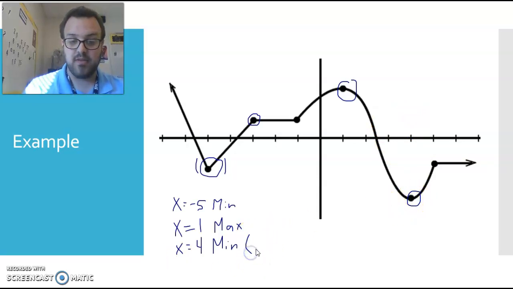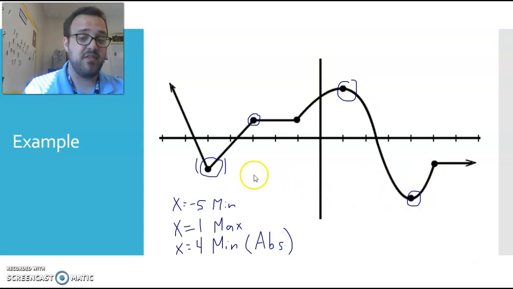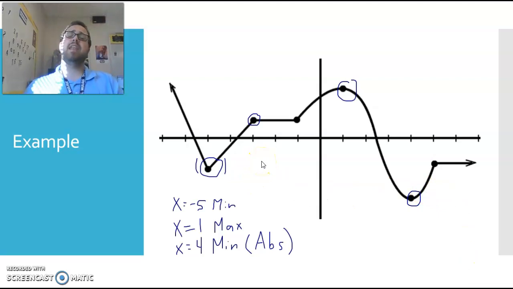Okay, you could write in parentheses here absolute. I'll write ABS for absolute. That one is the absolute minimum because it is the lowest point of our function. This function does not keep going down infinitely. It doesn't have anything lower than that, so that would be the absolute minimum. It's lower than everything else that's around it.